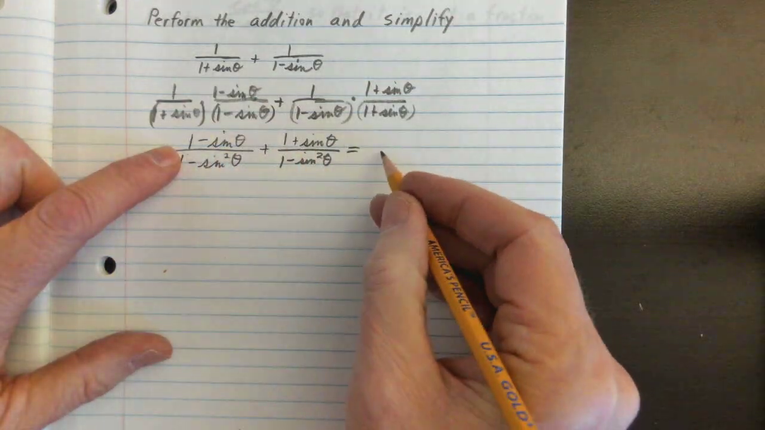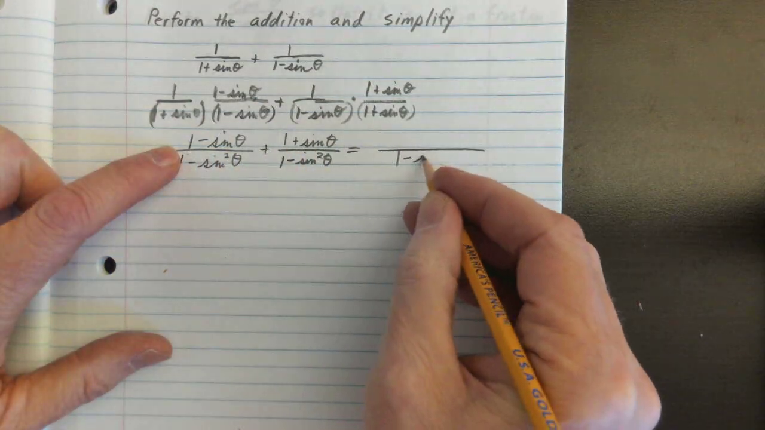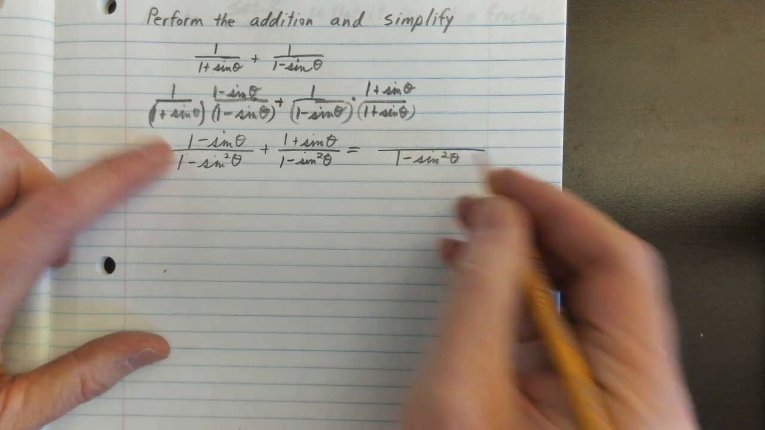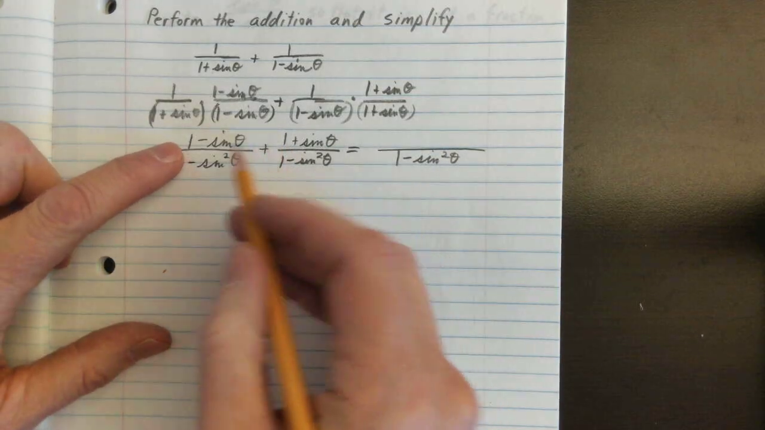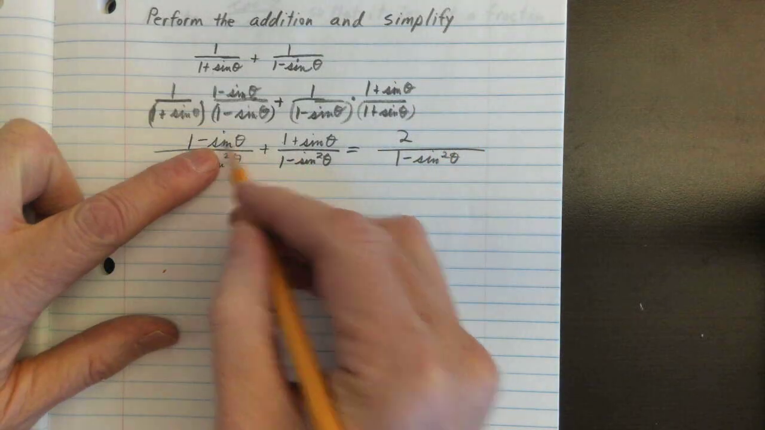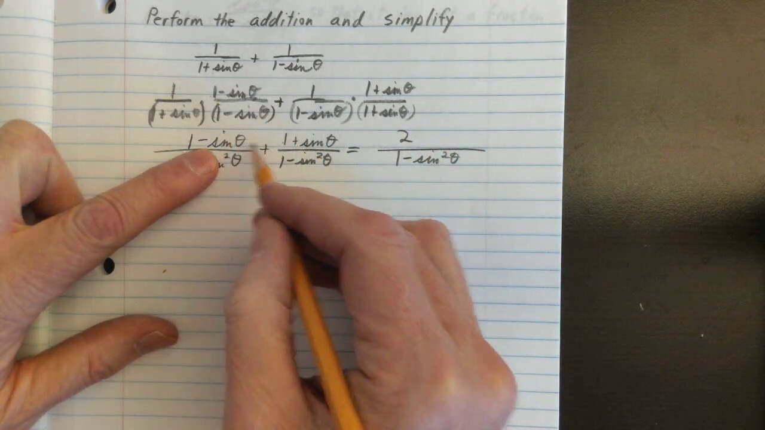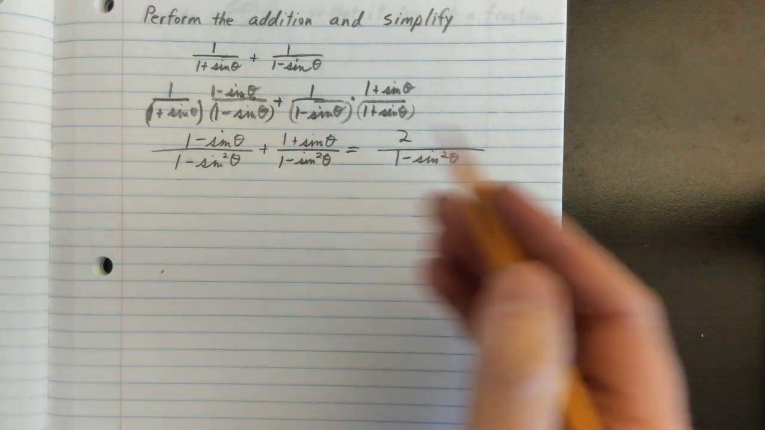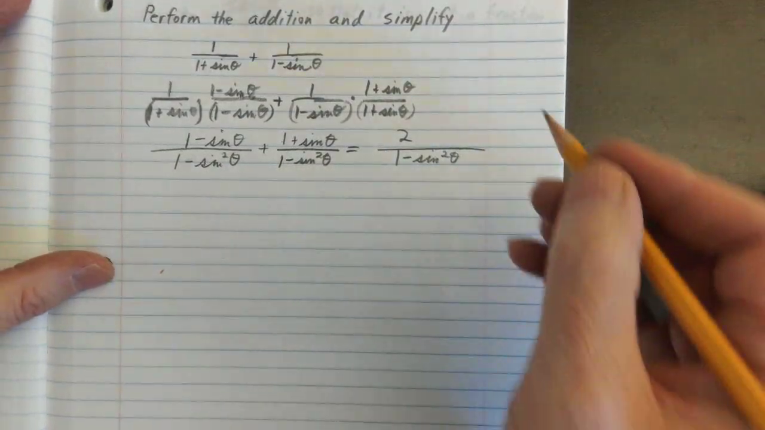Let's add the numerators. That's my common denominator right now. 1 plus 1 is 2. Negative sine theta plus positive sine theta cancels out. So it's just 2 over 1 minus sine squared theta.